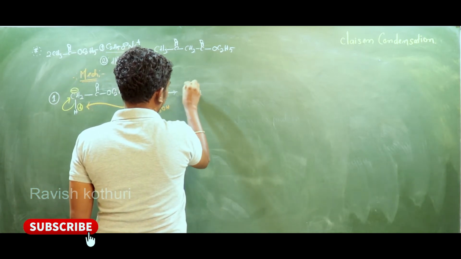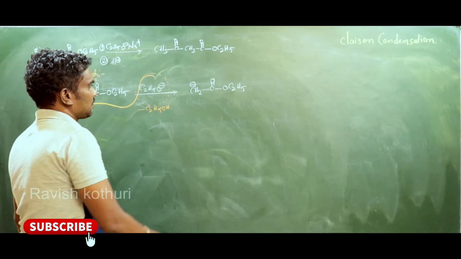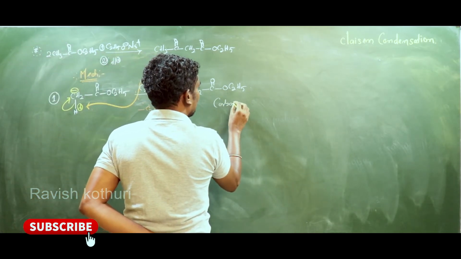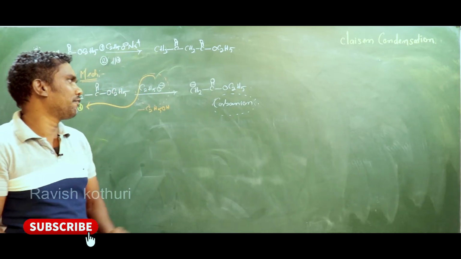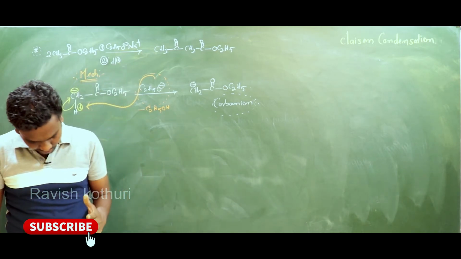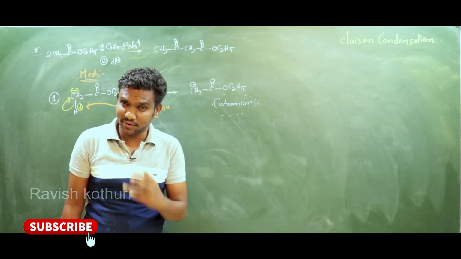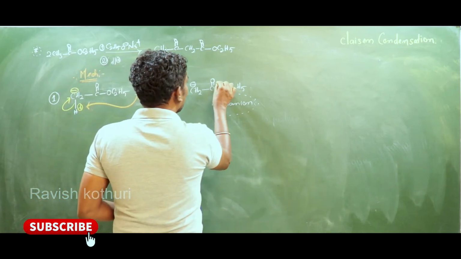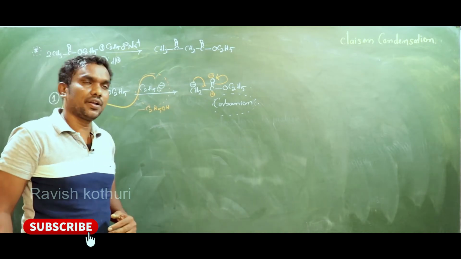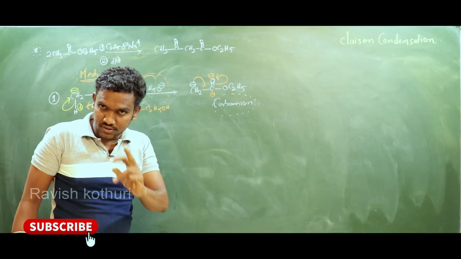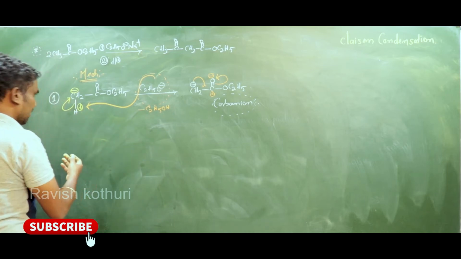CH2 minus, C double bond O, C2H5. This is what? Carbon anion. It is a very, very powerful nucleophile, my dears. Actually, see, my dears, carbon anions are generally unstable, but here this carbon anion is very stable. So what is the reason, sir? The reason is that, observe carefully, heterolytic cleavage takes place, negative and positive. This carbon anion participates in resonance. So that is the reason it is a stable carbanion, right?